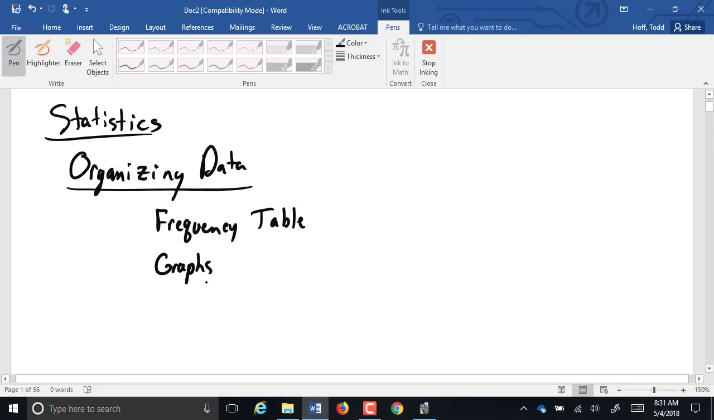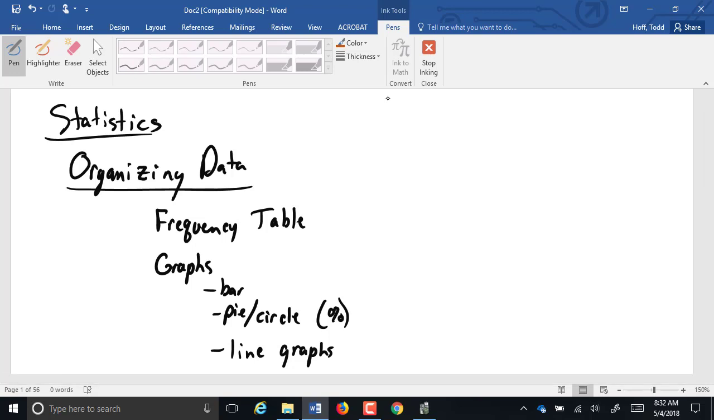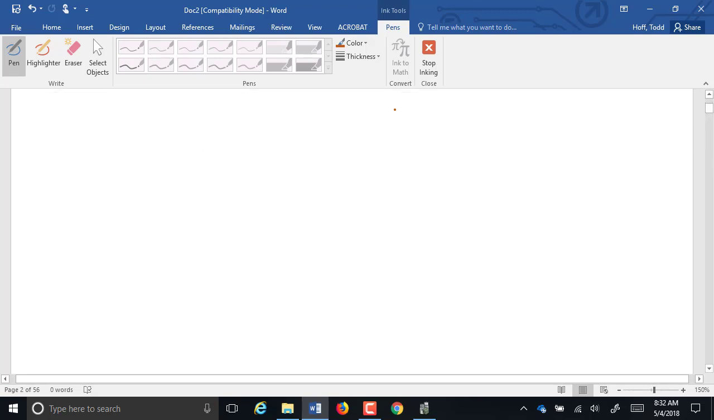And there's a wide variety of graphs that most of us have seen before. Bar graphs, pie graphs, or circle graphs. The biggest thing with the pie graphs and circle graphs is typically you're dealing with percents. There were line graphs and other sorts of graphs that we've all seen. So I'm not going to spend any more time looking at organizing data. I could go on for a long time discussing why we organize data and what some of the advantages and the pitfalls are, but we don't have that kind of time.